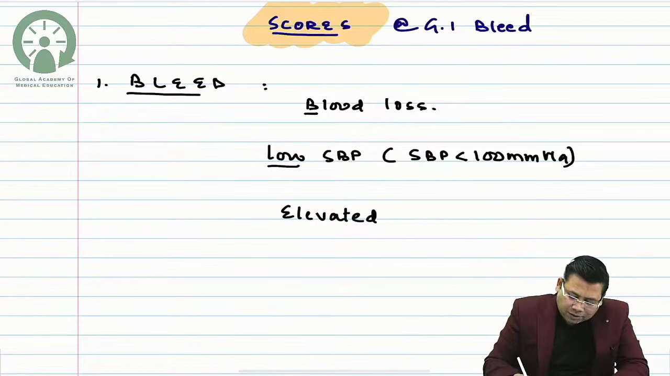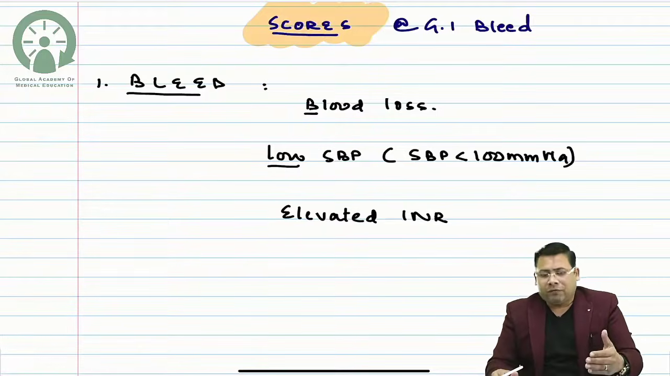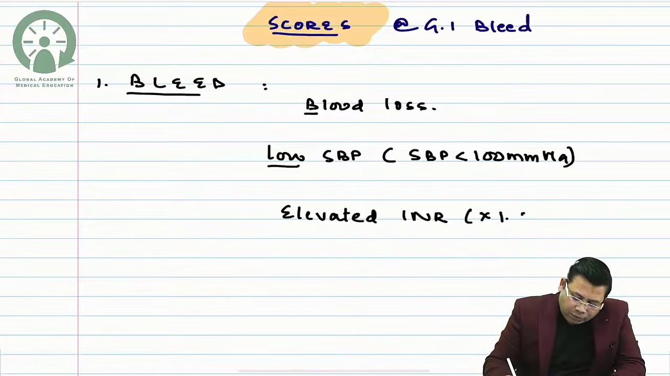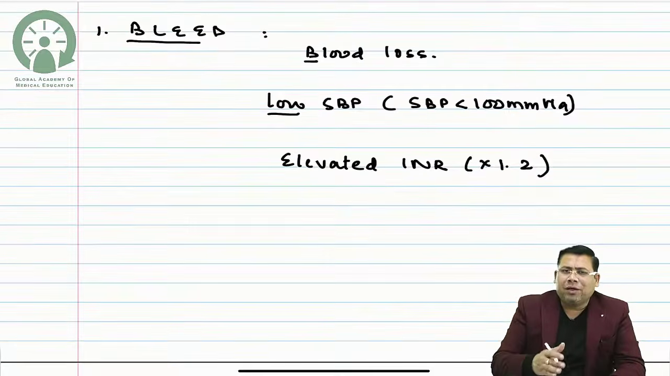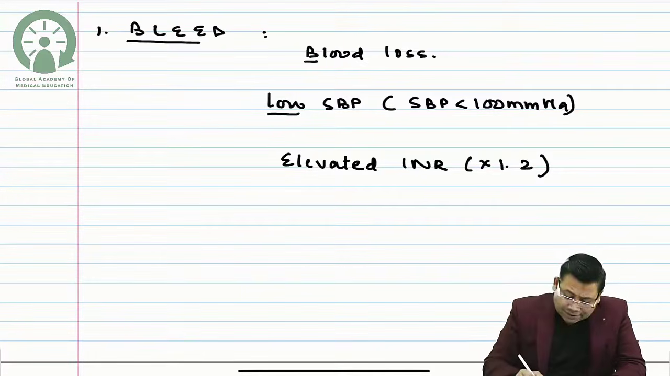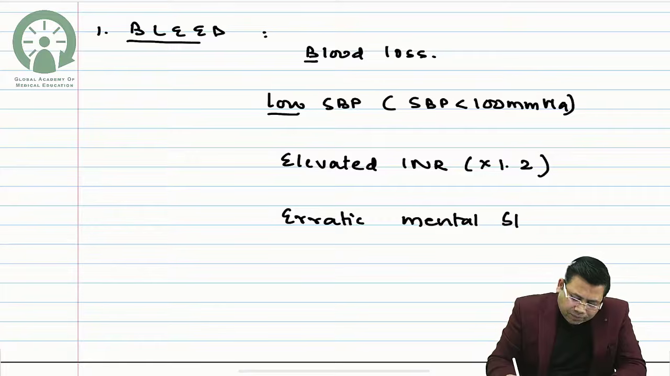Then E stands for elevated INR. Whenever there is a coagulation cascade activation, coagulopathy has to be documented. So, you get to see elevated INR, and how much is significant? 1.2 times the normal. Normally, it is 0.9 to 1.4, 1.5. Now, it is going to be on the higher side because there is bleeding. Next is erratic mental status. Erratic mental status is there, and then D is disabilities.